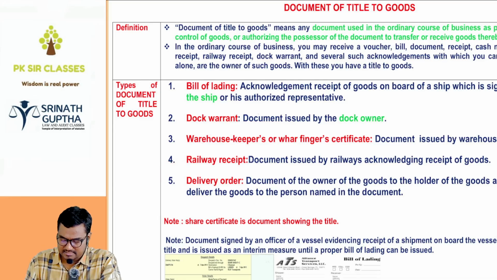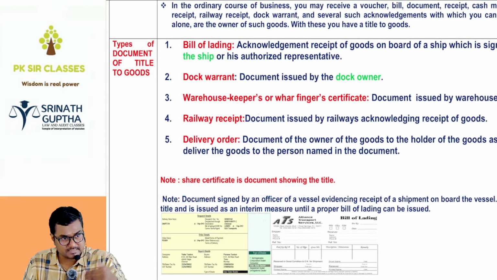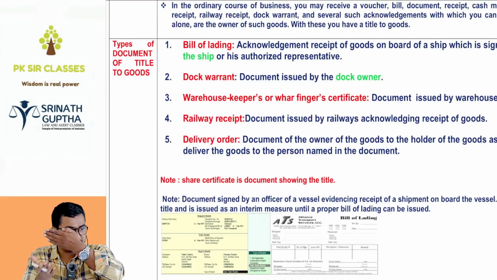Railway receipt, just now we discussed. Delivery order given by transportation companies like Agarwal Movers and Packers. And share certificate is a document showing the title, because the share is the good, and on the share itself we are writing the ownership.